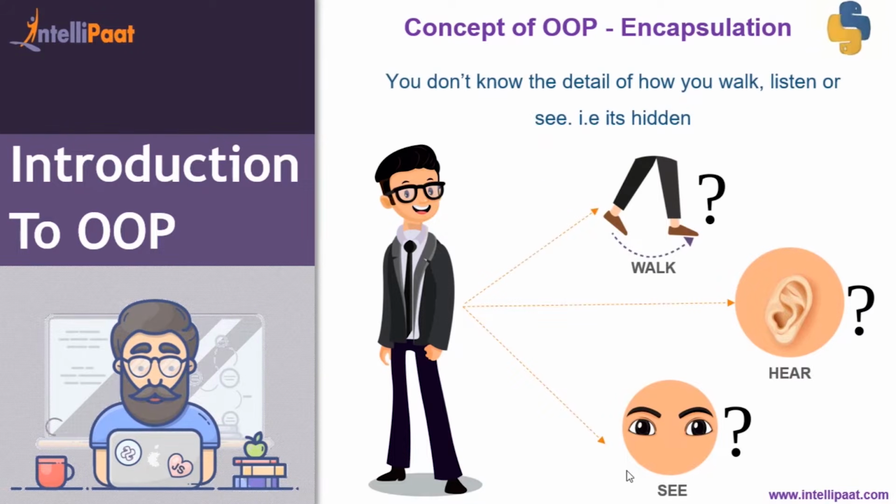The next concept is encapsulation. Now both our male and female can walk, see, or listen, right? But how they do it is actually hidden. That is, how they walk or how they see or how they listen is hidden from the world. So this concept is encapsulation. Encapsulation is nothing but binding data and code into a single unit known as a class. In real time, it is generally used for security purposes. It just shows you what you actually want to see and hides the background details of it.